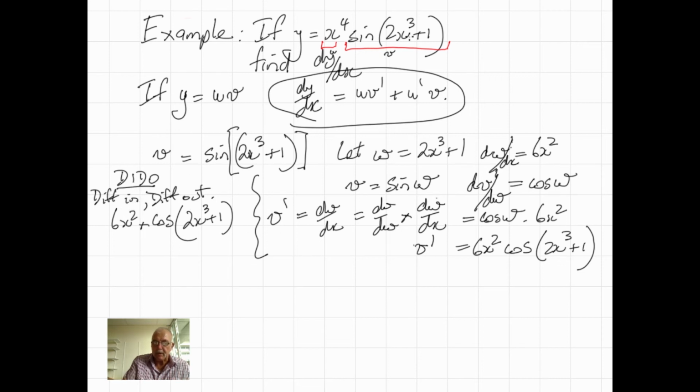We've got to be very careful to know what is in and what is out. In this one, inside the brackets is diff in, and for diff out, just disregard the fact that you've got that 2x cubed plus 1 and just find the derivative of sine, which gives you cos. You don't have to use that rule. This will always give you the correct answer as long as you apply it correctly. All right, so now we're after dy dx.